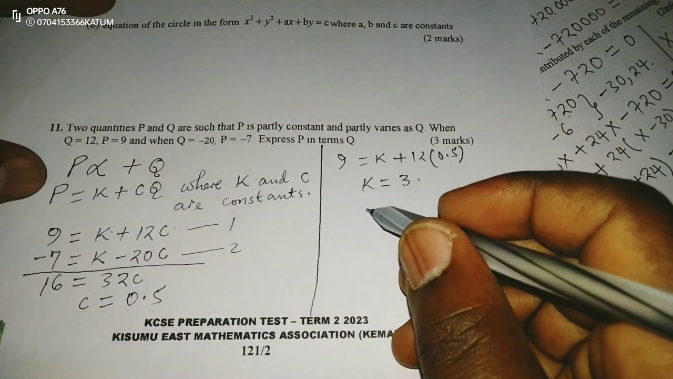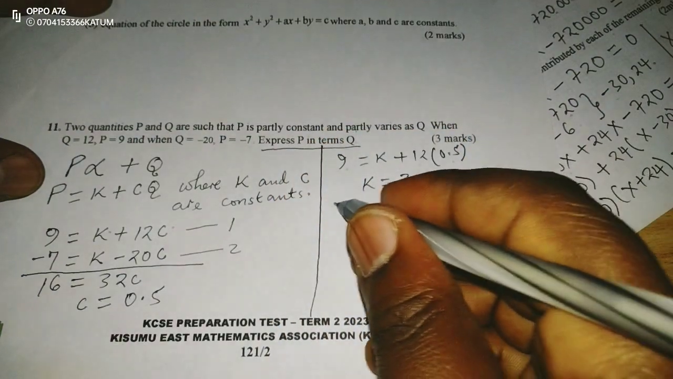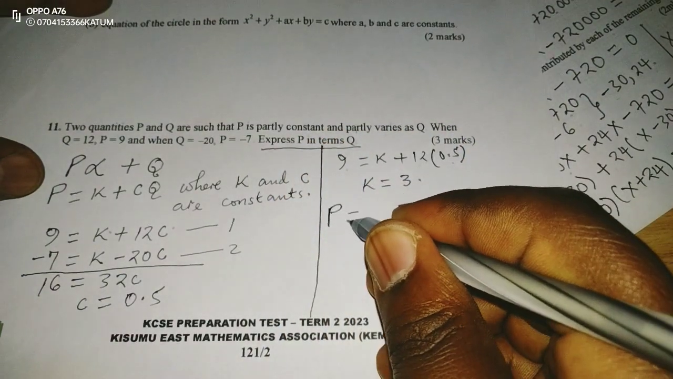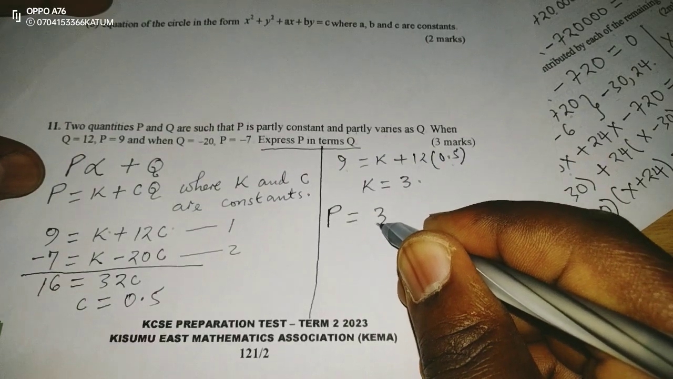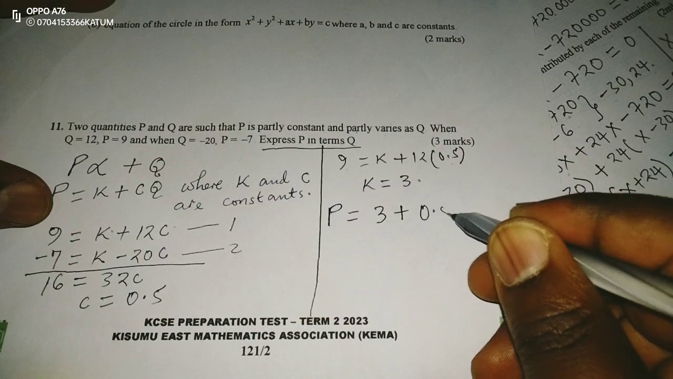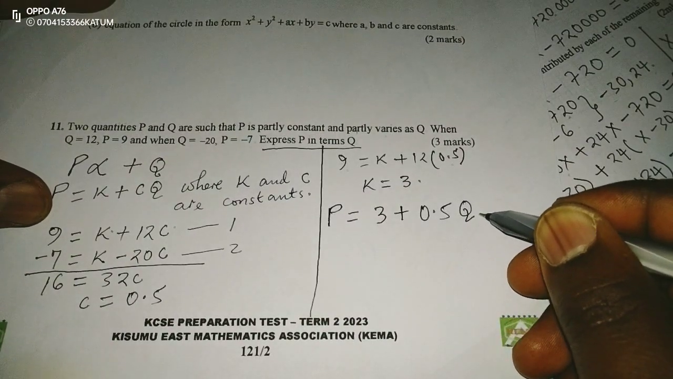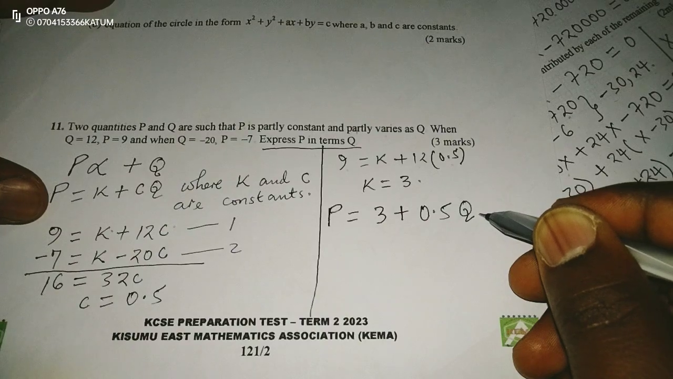That means the equation connecting P and Q can now be rewritten. P equals a constant 3 plus C, which is 0.5, multiplied by Q. So this is the equation connecting P and Q.